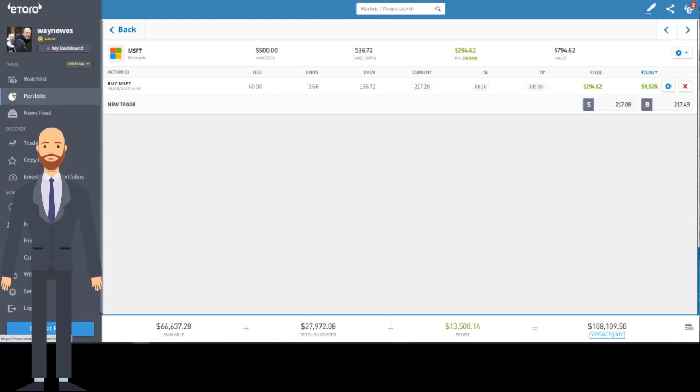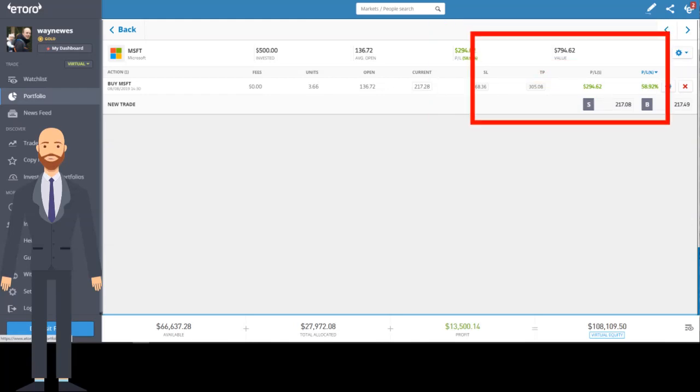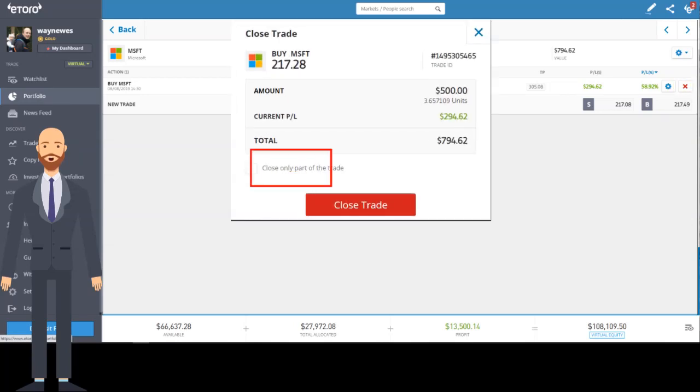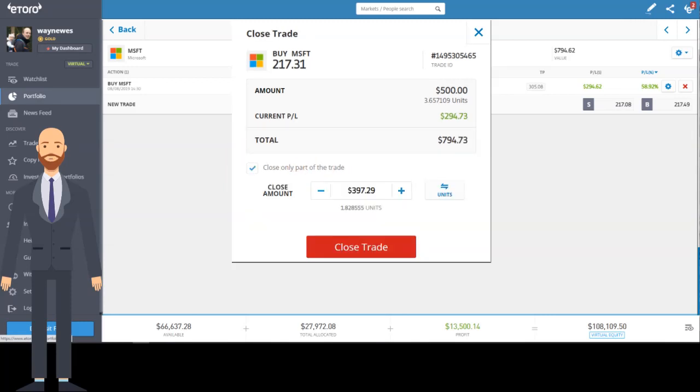Another tip is that you can also close just part of a trade to take some of the profits rather than closing the whole thing by ticking this close only part of the trade tick box here. This only appears from this screen, so you won't always get this option. Click the close only part of trade and then close the amount that you want.